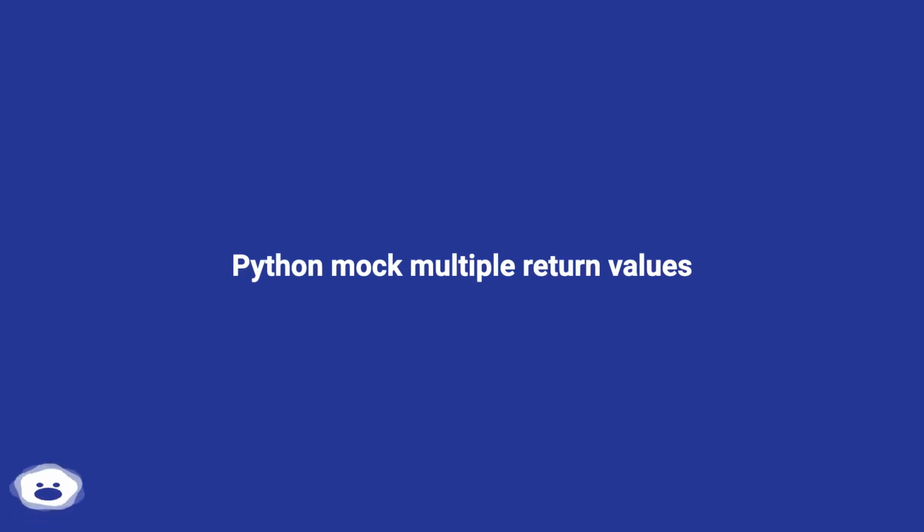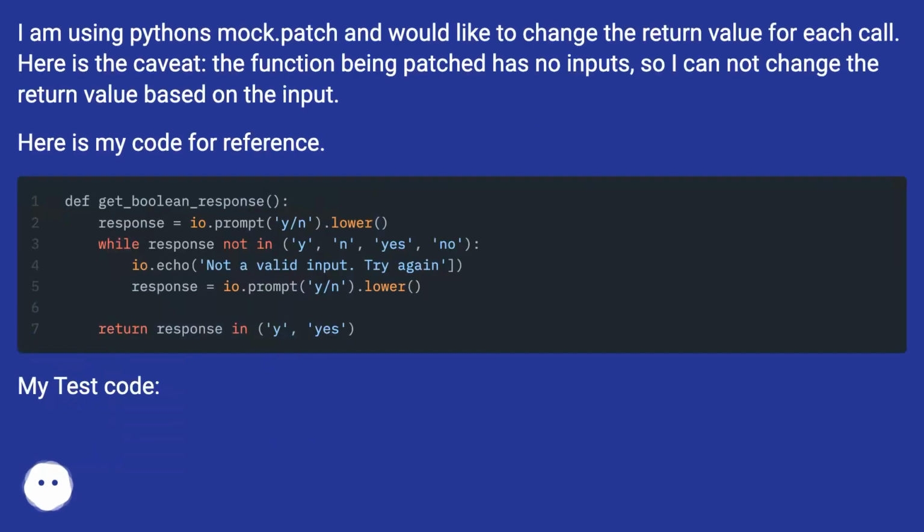Python mock multiple return values. I am using Python's mock.patch and would like to change the return value for each call. Here's the caveat: the function being patched has no inputs, so I cannot change the return value based on the input. Here is my code for reference.